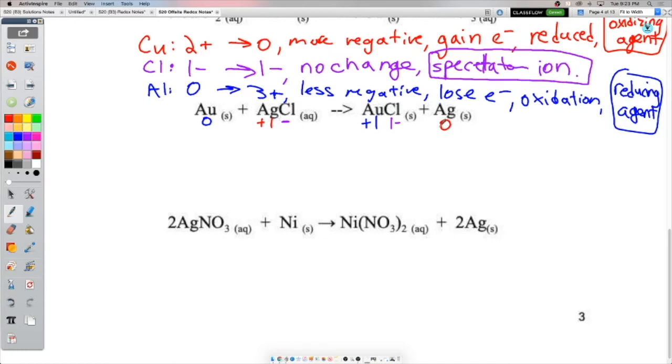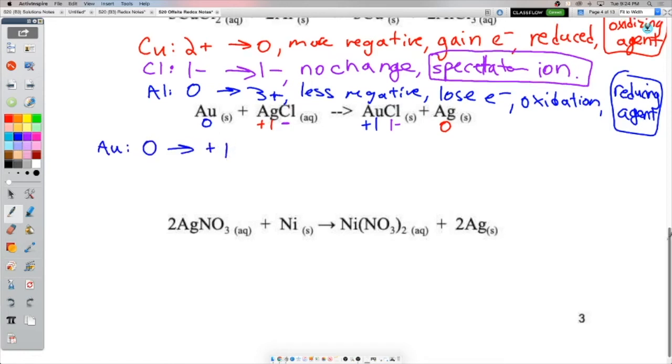Okay, so if you didn't pause at the beginning, definitely pause now and see if you can figure out which one's the oxidizing agent, which one's the reducing agent, and which one's the spectator ion. Okay, but I'll go through quick. So gold went from 0 to +1.